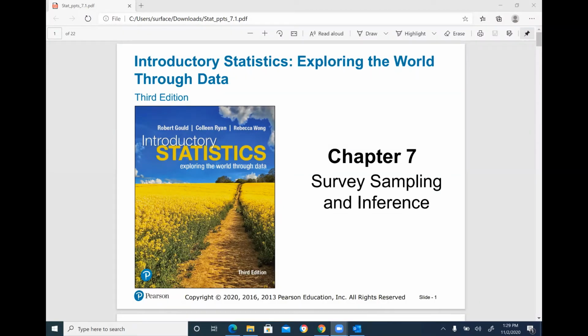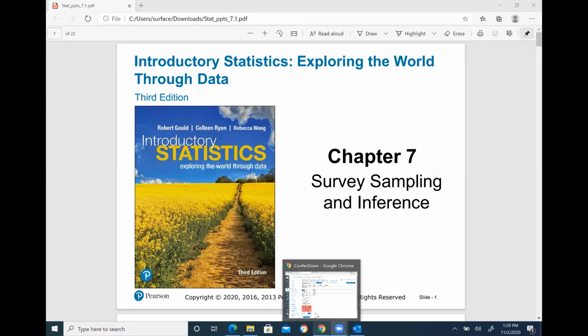Hello everyone, I would like to go over chapter 7, sections 7.1 and 7.2. In chapter 7, the majority of the information you will learn is about parameters and statistics. We're going to use those in order to figure out what we call a confidence interval.